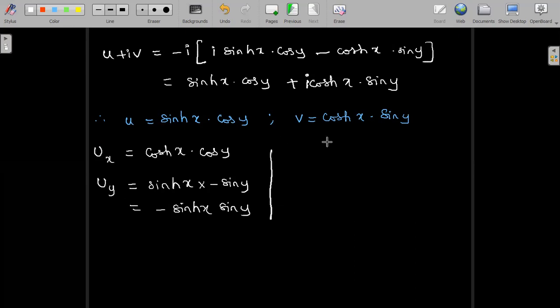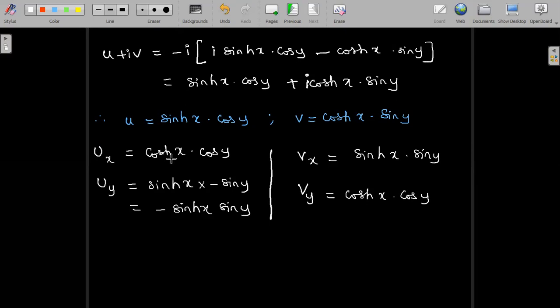Similarly, now we can write down vx and vy. So vx with respect to x, when we differentiate cos hx, the differentiation is sine hx into sine y, and we want vy with respect to y. When we differentiate partially, it is cos hyperbolic x into cos y. Cos hyperbolic x as it is, differentiation of sine y is cos y. Partial differentiation we have to recall.